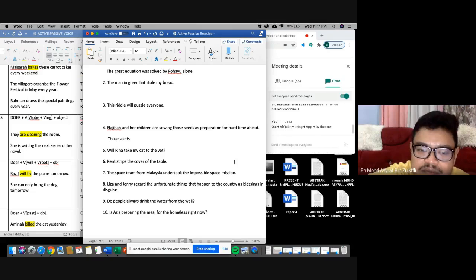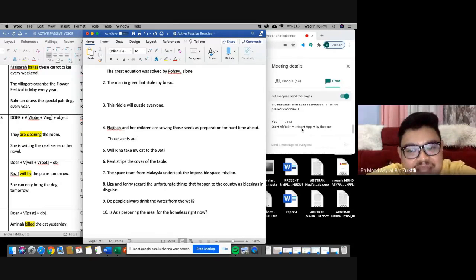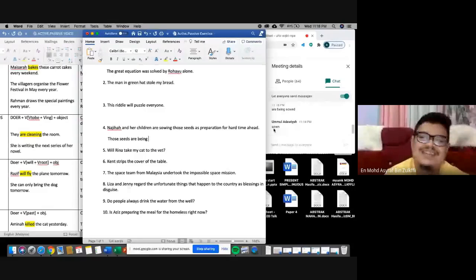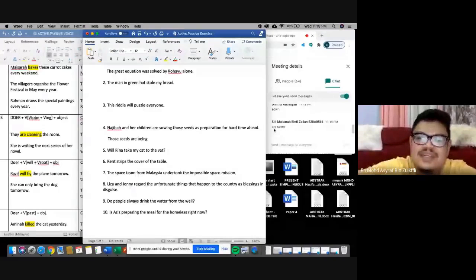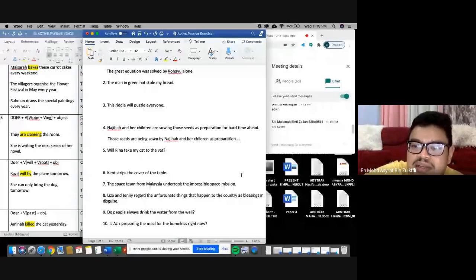So you have to add verb to be. So what verb to be should we use? Those seeds are. Okay, very good. Are, and then we have to add being, right? Then the past participle. Sow, sown. Yeah, sown. Are being sown. Very good. By Najiha and her children as preparation. And the rest of the sentence is for hard time ahead. Are being sown.